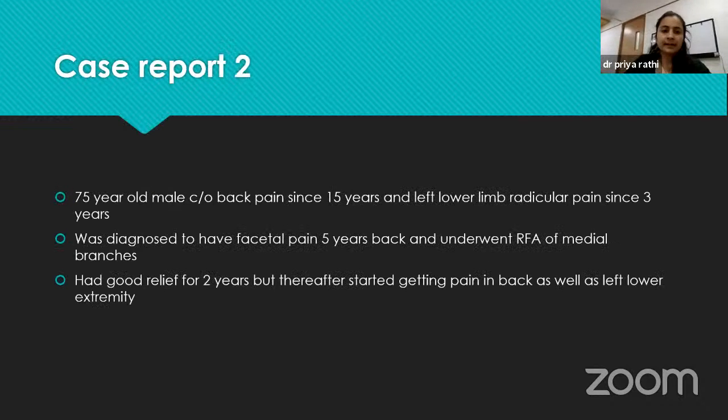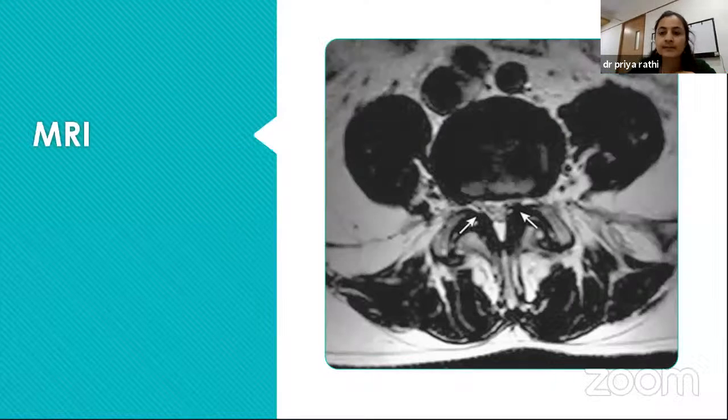So here is a second scenario, Dr. Billare. A 75-year-old male who has been complaining of back pain since 15 years and he has a radicular pain in the left lower extremity since 3 years. He was diagnosed to have facetal pain 5 years back after a diagnostic block and he underwent RFA and had good relief for 2 years, but thereafter he has again started getting back pain as well as lower extremity pain. Previously 15 years back he only had back pain, but since the last 2 years he has lower extremity pain also, and this is his MRI, cross-sectional MRI.